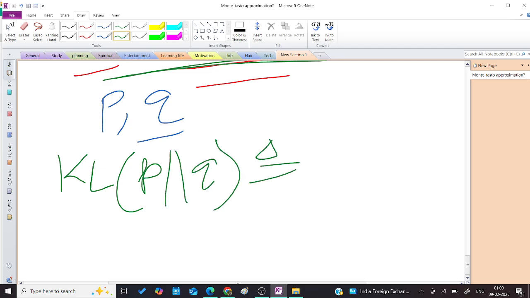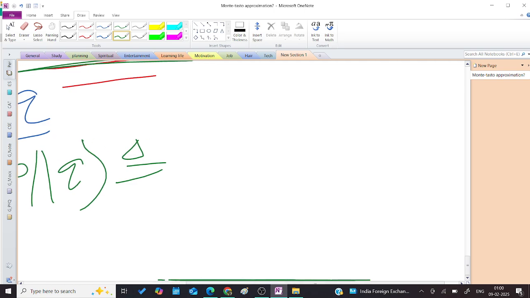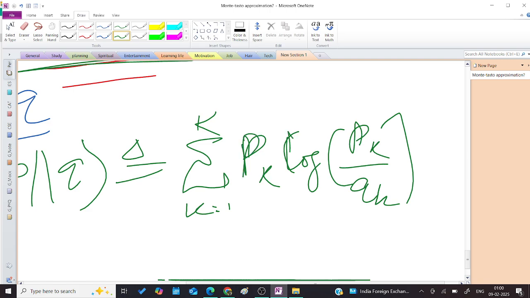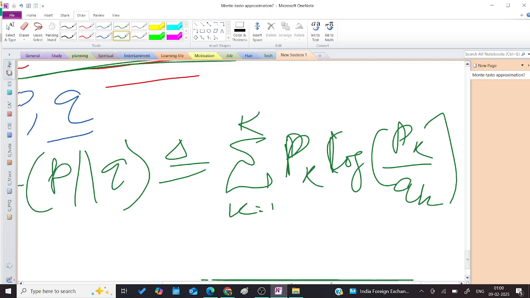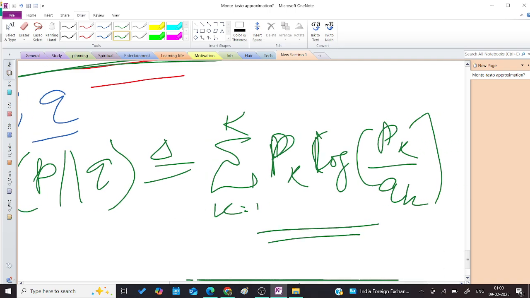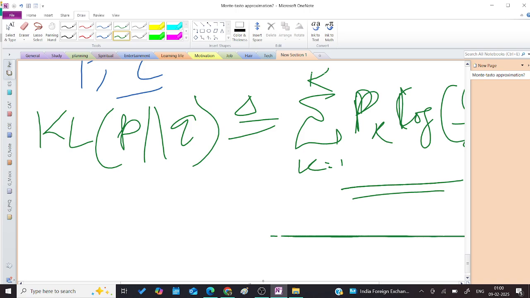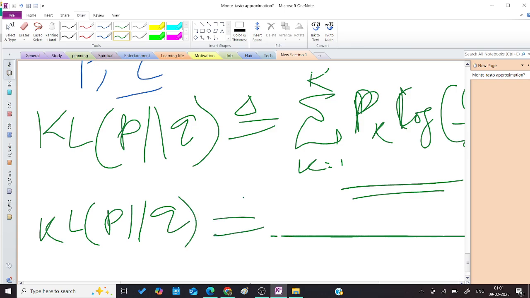and it is given by the sum over k from 1 to K of p_k log (p_k / q_k). So p_k log p_k by q_k. You can see it is non-symmetrical. By non-symmetrical I mean KL of P, Q is not equal to KL of Q, P.